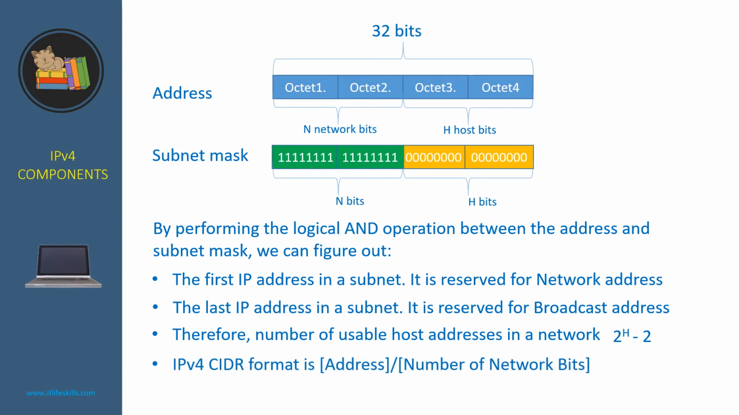Besides representing it with the address and subnet mask, IP version 4 can also be written in the CIDR format, which is the address over the number of network bits.